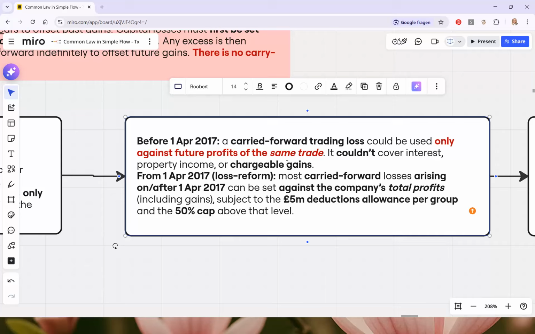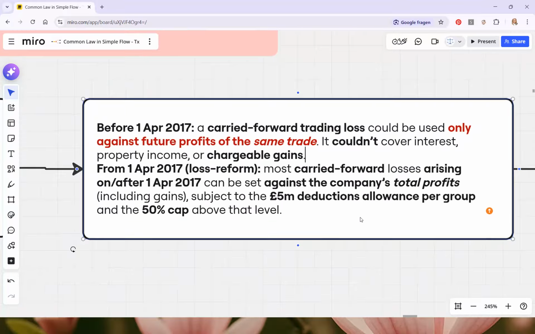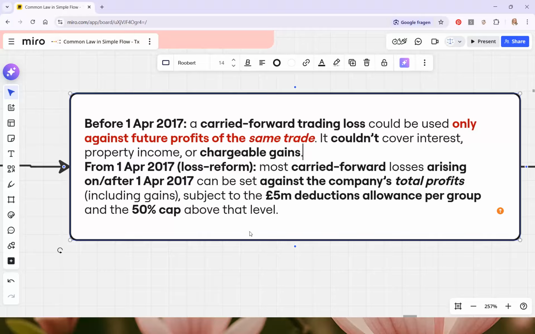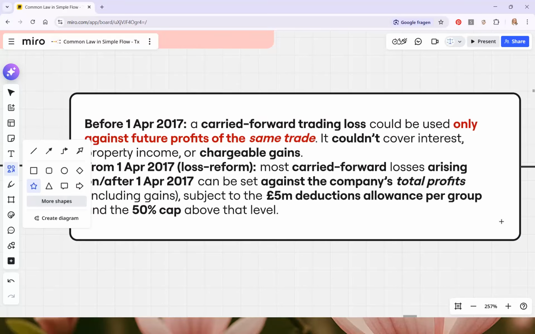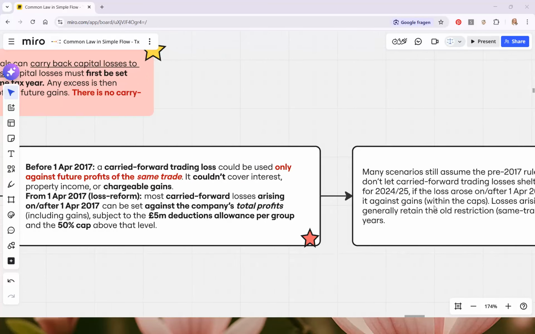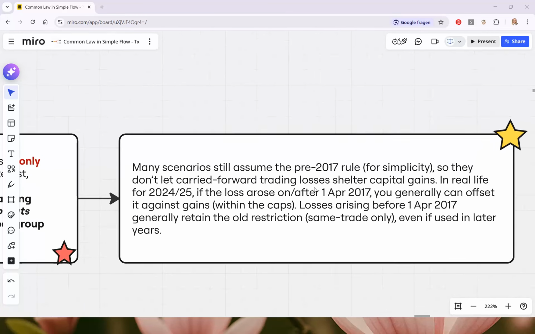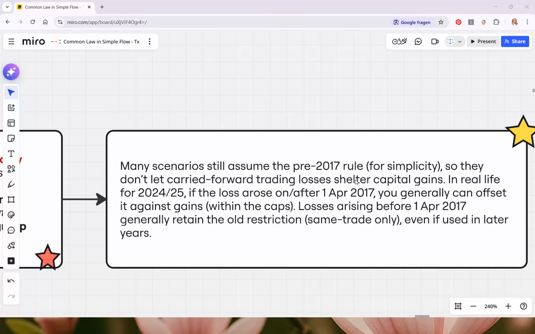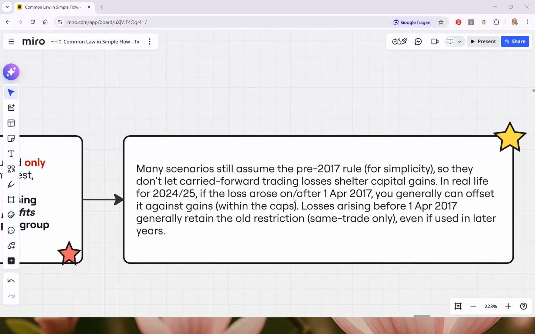From 1st April 2017, under the loss reform, most carry forward losses arising on or after 1st April 2017 can be set against the company's total profits, including gains, subject to a 5 million deduction allowance per group and a 50% cap above that level. This is important information. Many scenarios still assume the pre-2017 rule for simplicity, so they don't let carried forward trading losses shelter capital gains.